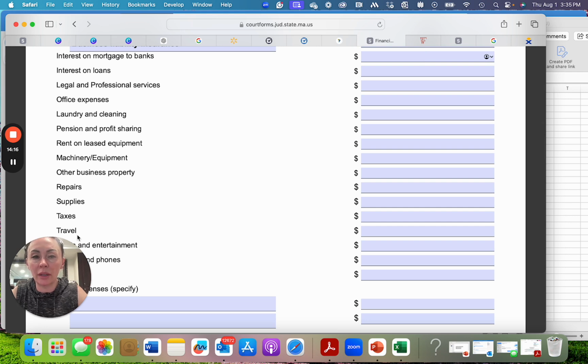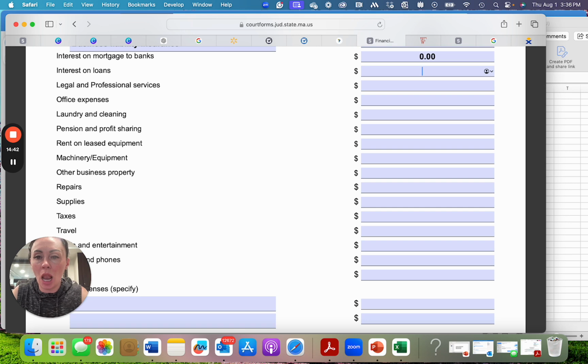Interest on mortgage to banks. If the business holds real estate and pays a mortgage, the interest part of that monthly mortgage payment gets written down. So whatever that is, look at your statement to figure that piece of it out. This pizza shop, we'll just say they rent. They don't have any mortgage payments, so we'll put 0 there.